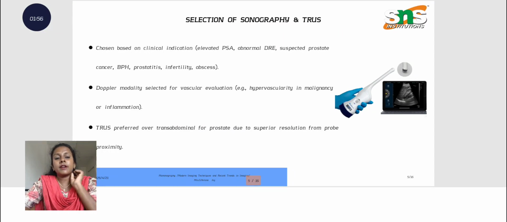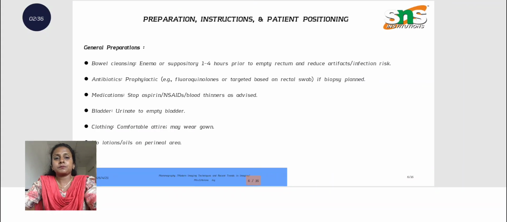Selection of transrectal ultrasound is based on indications such as elevated prostate gland, abnormal rectal regions, suspected prostate cancer, BPH, prostatitis, infertility, and abscess. The Doppler modality is selected for vascular evaluation, such as hypervascularity in malignancy or inflammation. Transrectal ultrasound is preferred over transabdominal for the prostate due to superior resolution from probe proximity.